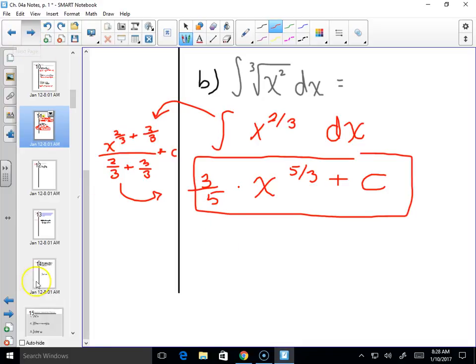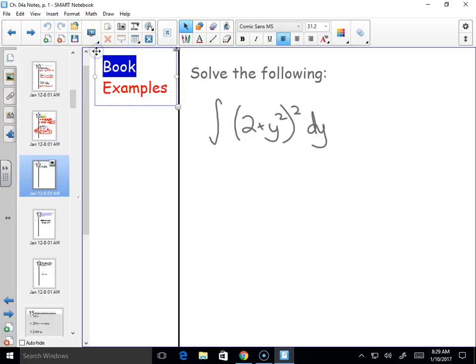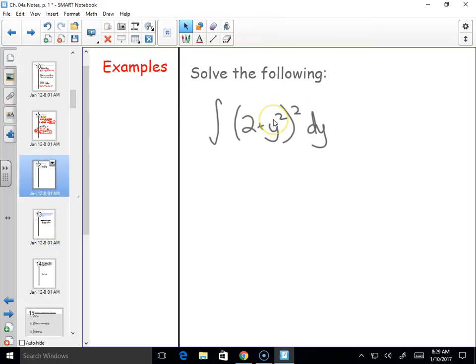Alright, that was fun. Okay, so what would you do on this one? It's a product! Kind of. Why am I saying it's a product, guys? Yeah, how can you rewrite a square? 2 plus y squared times 2 plus y squared. Do we like products?